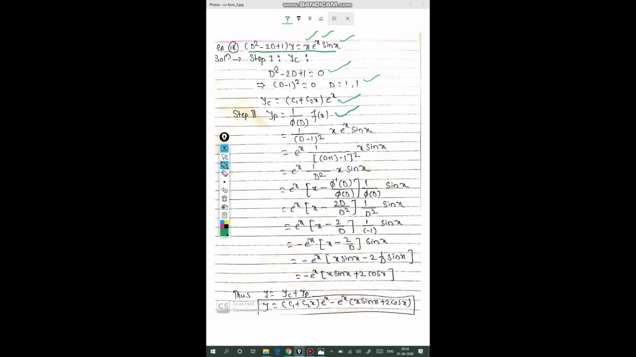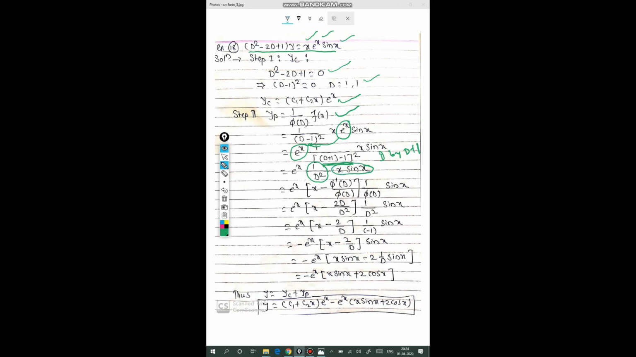Remember, in the Laplace transform we already saw that we keep the shifting at the end, but here we should take e raised to ax outside first. Sorry, Laplace is different: in Laplace we keep the exponential at the end, but here always take out the exponential outside first by replacing D by D plus 1. So that exponential function comes outside the operator, and we replace D by D plus 1. So we are left with 1 upon D square of x sin x.